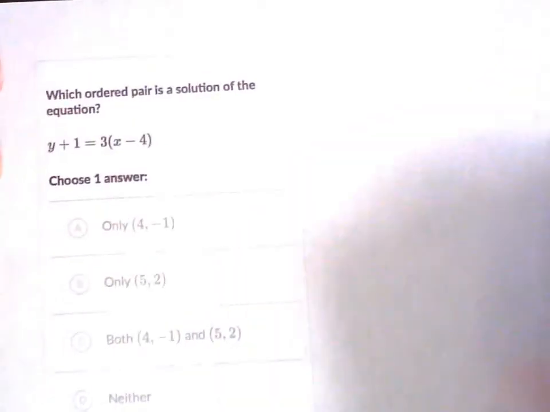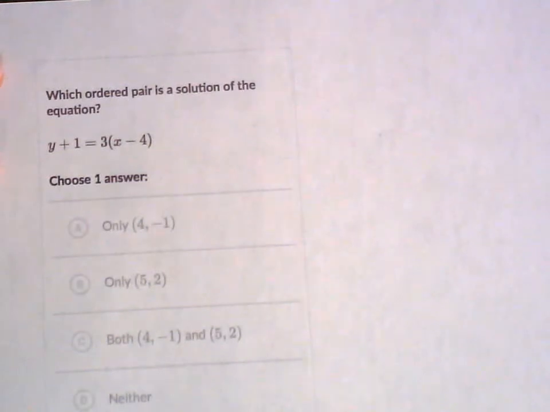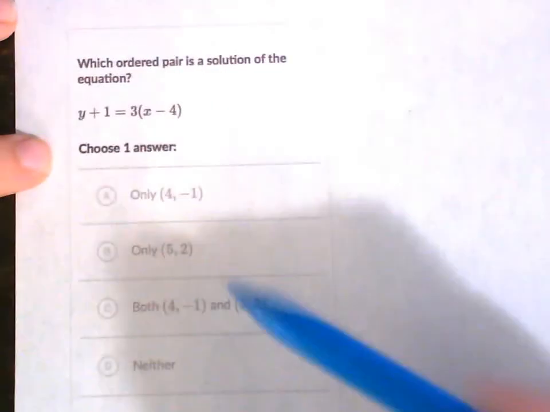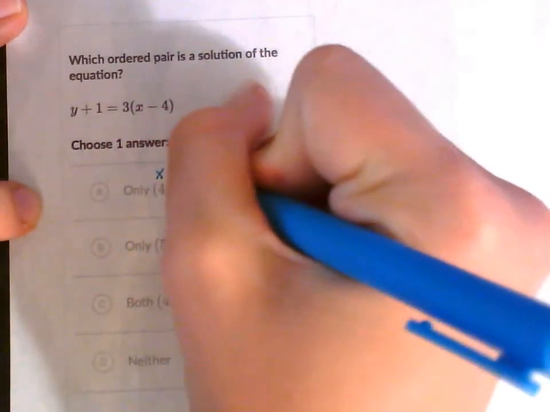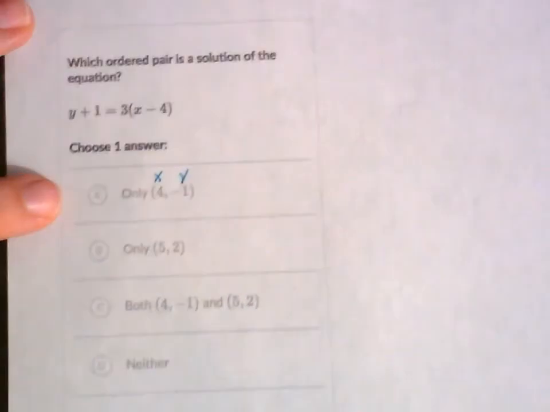Okay, let's do 2 more because these ones have parentheses. I guess we could have done 1 more. Maybe we'll just do 1 more actually. All right. Which ordered pair is a solution to the equation? So we have our ordered pairs and have to determine which one's the solution. 4 is our x, -1 is our y.